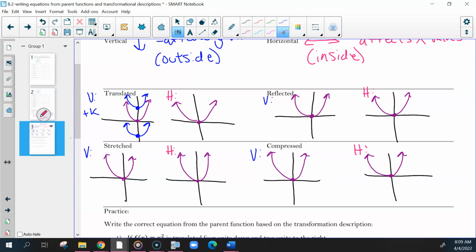Your horizontal translation would move it left and right. And that would be your minus h on the inside. And that helps us determine if we're moving it left or right, but it's opposite. If it's minus, you're really moving it right. If it's plus, you're really moving it left.